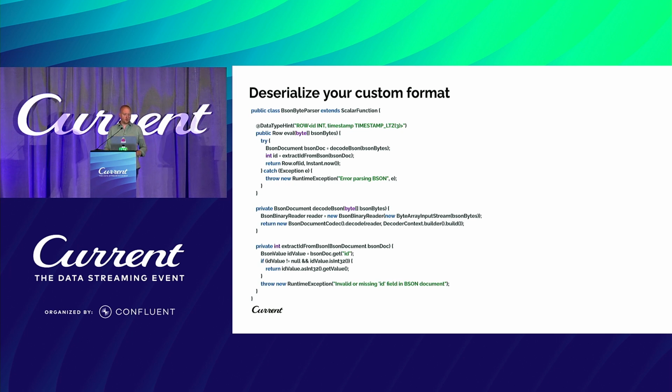And important to note in here is the data type annotation. This data type annotation is very important because it allows you to map the incoming data back into Flink's type system. And this is a typical UDF pattern. Of course, you can modify this to any data format of your choice.